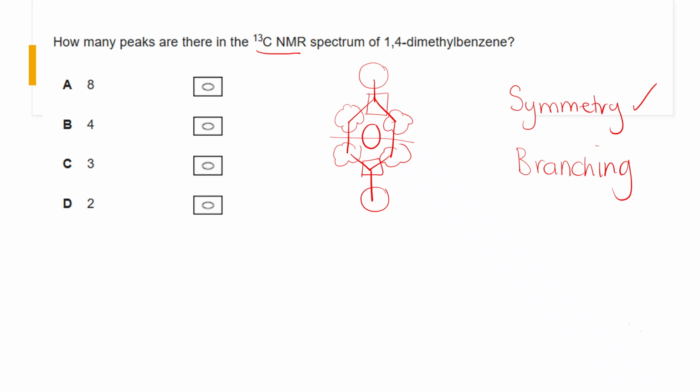So we in turn have 1, 2, and 3 environments. So our answer here is 3. So always look for symmetry, always look for branching. Branching doesn't really apply to this one, but the branch will not be the same as benzene.